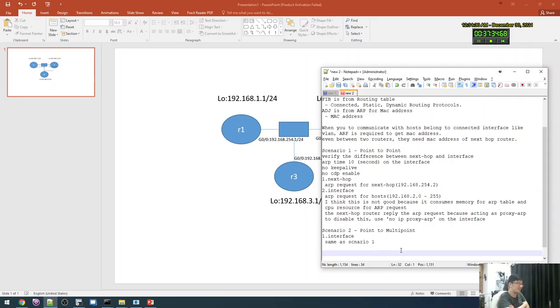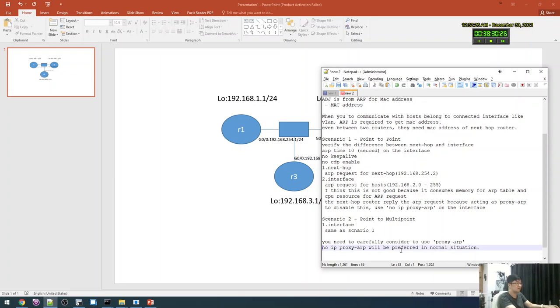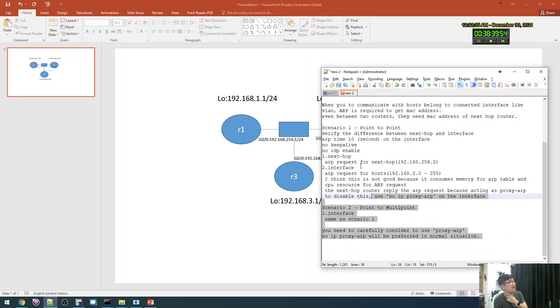Okay, it's just, yeah, proxy ARP. You need to carefully consider using proxy ARP. Oh, I did not expect. Yeah, no IP proxy ARP will be fully forwarded in a normal situation. Okay, yeah, let's finish.